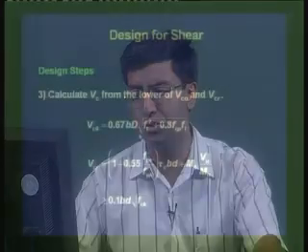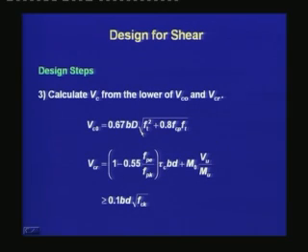Vc0 is given as 0.67 times B times the total depth D times root over ft square plus 0.8 fcp times ft, where D is the total depth, ft is the direct tensile strength of concrete, fcp is the prestress at the level of the CGC, and we have 0.8 times the prestress to be on the conservative side.